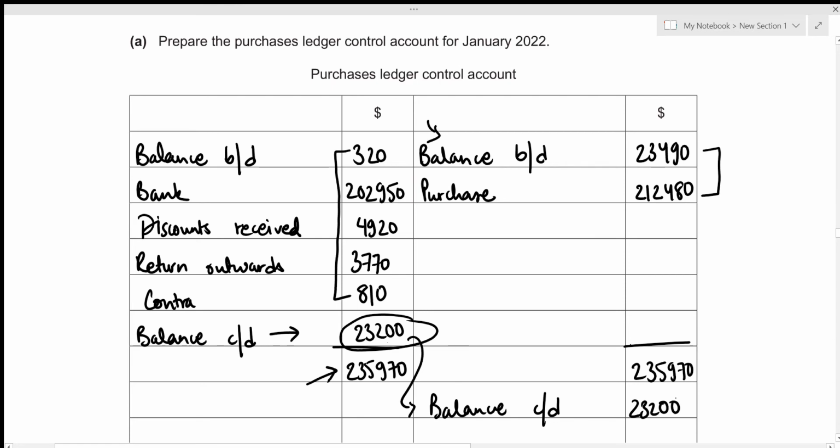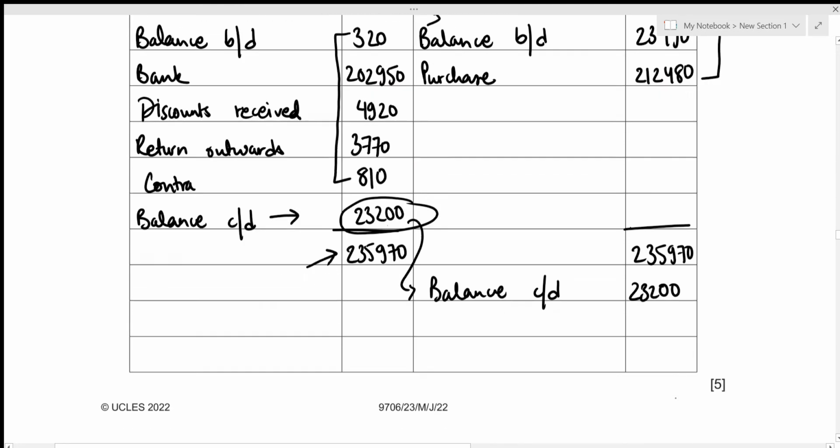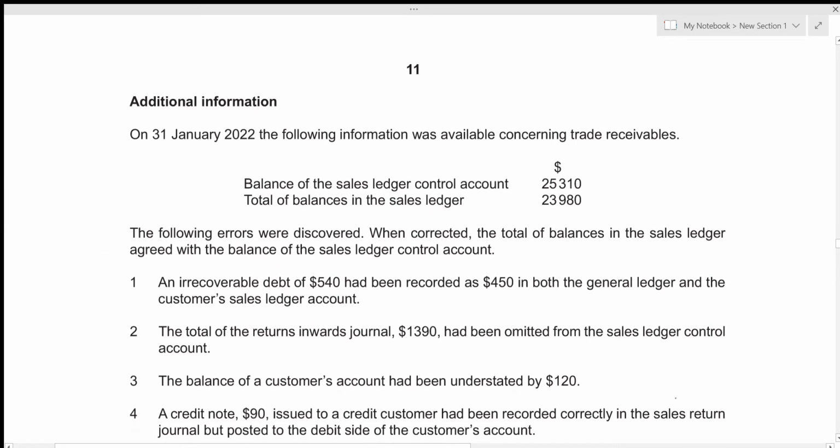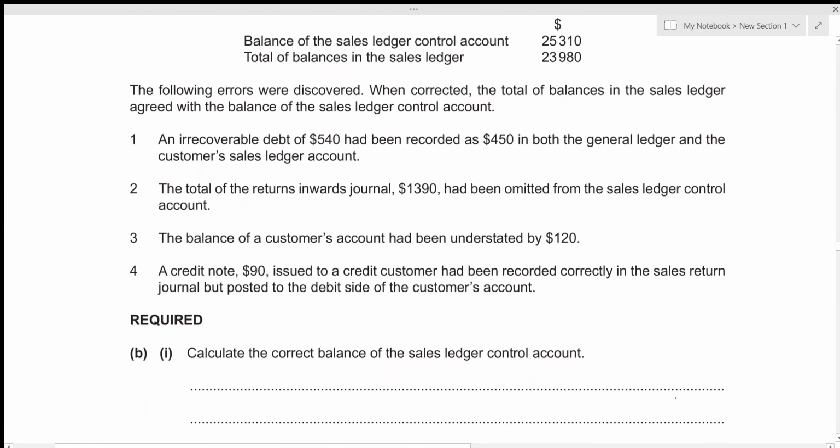This concludes the first part of this question. Now we can move to the second one. We are again given additional information. First of all, let's have a look at our question.